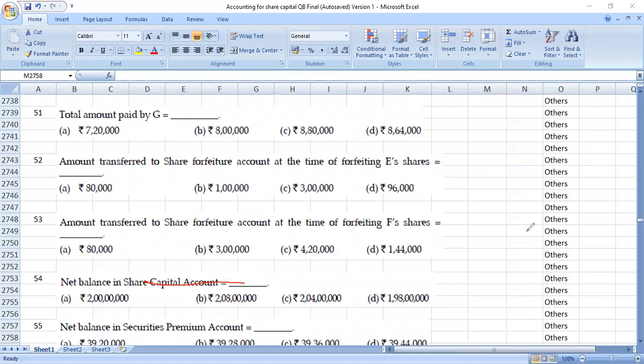அப்ப அந்த ஃபோர்ஃபீச்சர் வந்து ஷேர் ஃபோர்ஃபீச்சர் அக்கவுண்ட்ல தான் இருக்கும், but it will be added to share capital and shown in the balance sheet. Okay, so 1,98,000 is correct. We arrived at 1,98,000 plus 1 lakh of share forfeiture account.